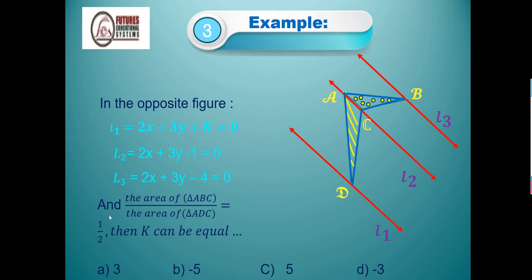That's the first given. The second given: the area of triangle ABC over the area of triangle ADC, the ratio between them equals 1 to 2. The ratio between the two areas equals 1 to 2. Then k can equal what? 3, -5, 5, or -3. Let's go to solve this example.